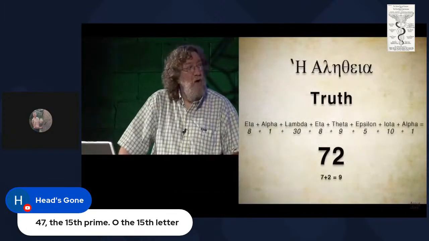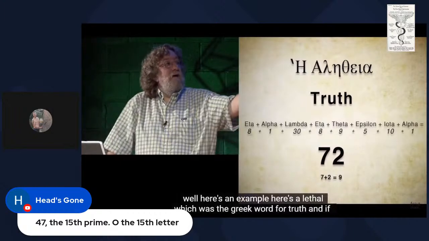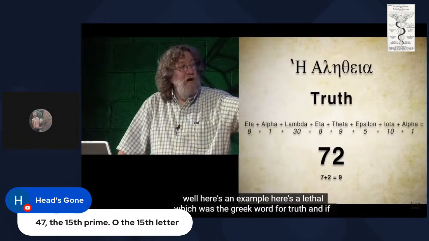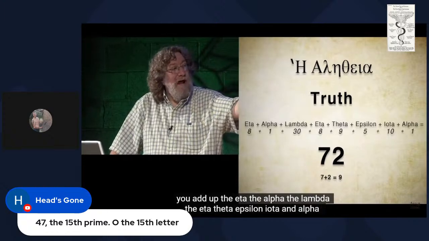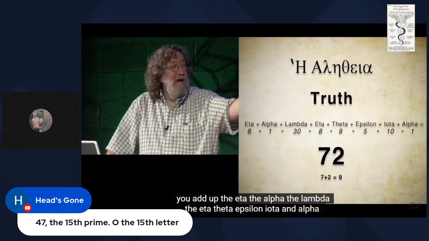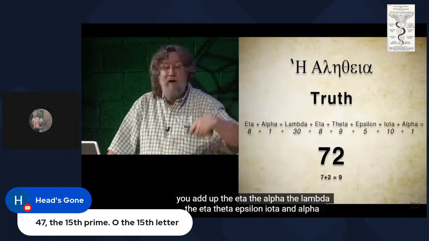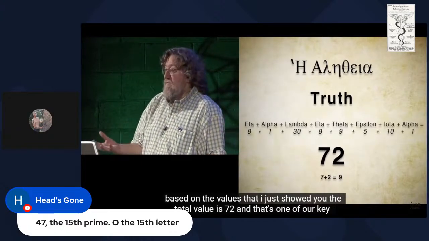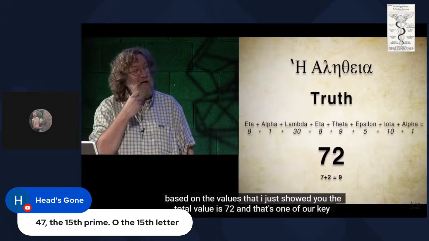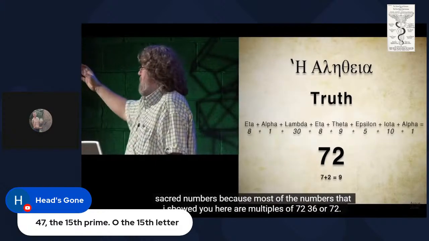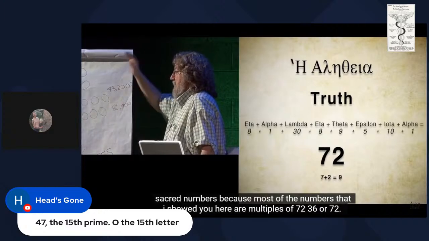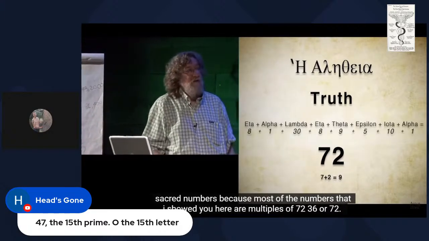So how was this employed? Well, here's an example. Here's aletheia, which was the Greek word for truth. If you add up the eta, the alpha, the lambda, the eta, theta, epsilon, iota, and alpha, based on the values that I just showed you, the total value is 72. And that's one of our key sacred numbers, because most of the numbers that I showed you here are multiples of 72, 36 or 72.